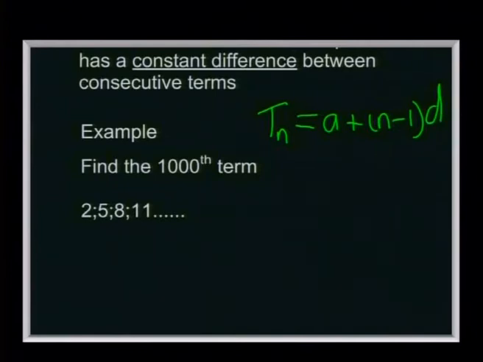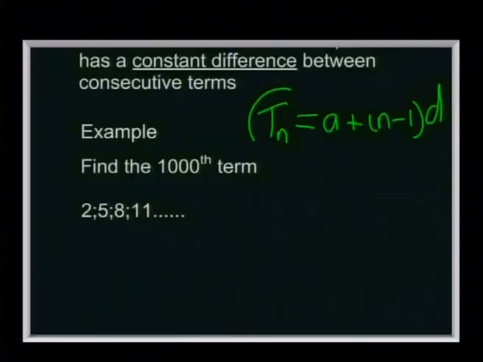Now let's quickly just talk about what all of these things stand for. Tn is the nth term. So if you wanted to work out the 5th term, then you would make n 5. If you wanted to calculate the 8th term, you would make n 8. But basically, Tn stands for any term. You can then replace it with the number you want.